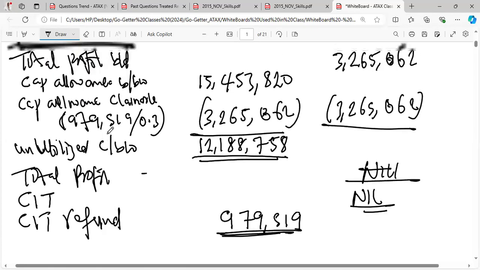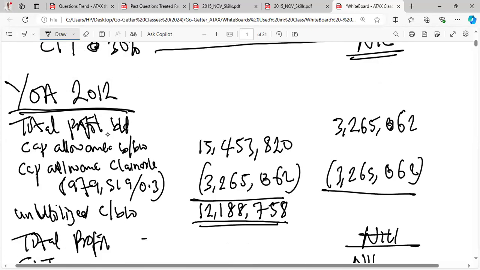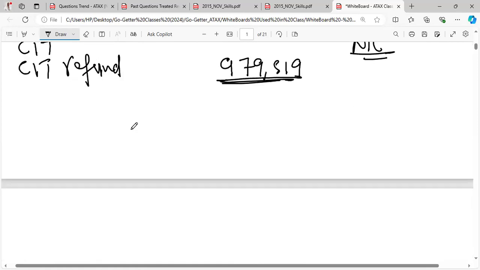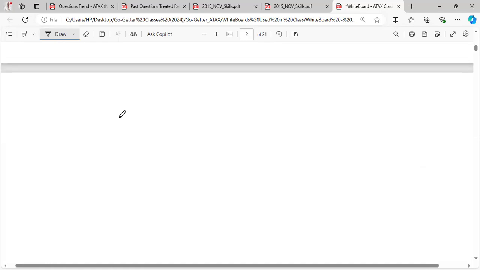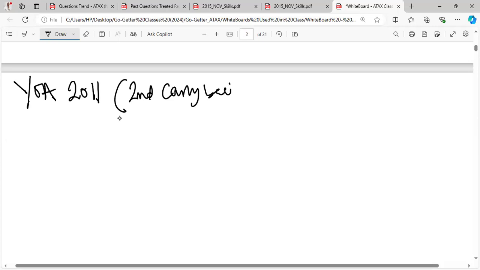So this is for the first carry back of capital allowance. I will go to year 2011. Let me do 2011 here. Year of assessment 2011. And I will say this is the second carry back of capital allowance.